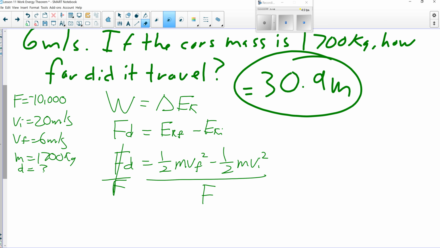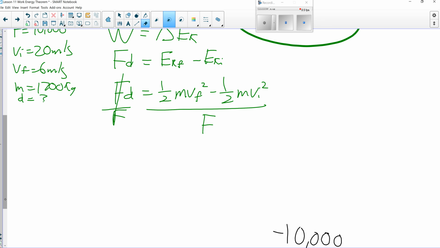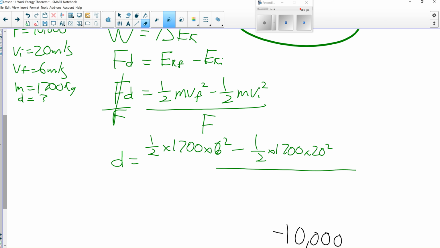And I saw lots of people got to that step. Okay, and that was good. Now I want to plug in my numbers. So when I do this, I'm going to have 1/2 times 1700 times 6 squared minus 1/2 times 1700 times 20 squared. And then I'm going to divide that by 10,000 newtons. Okay? And if you did that, and you got a negative number for the distance, that was fine. That's okay. It was distance. Distance is scalar. We don't put a direction on it anyway.